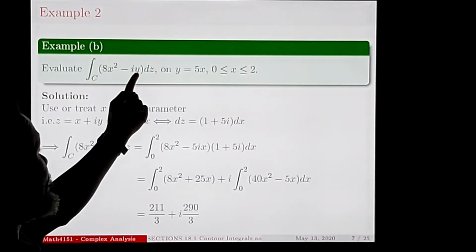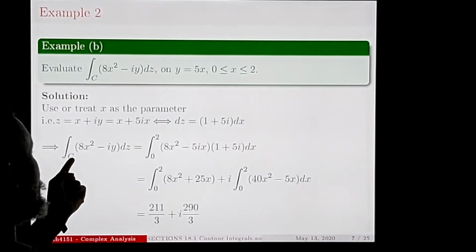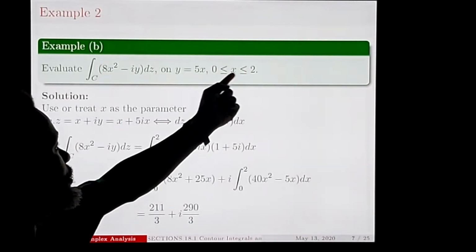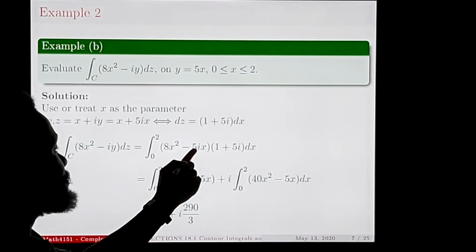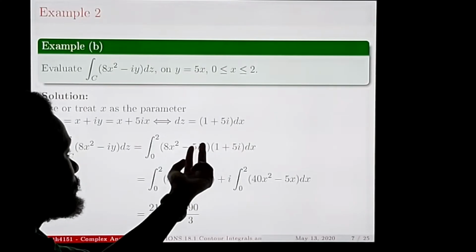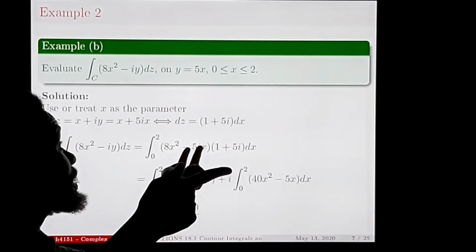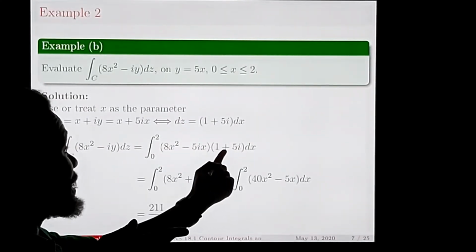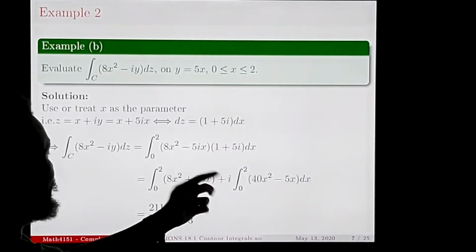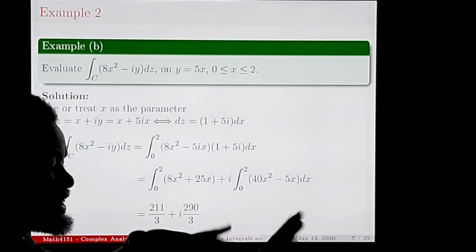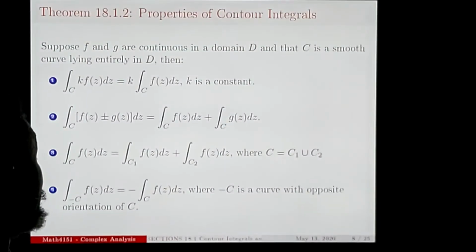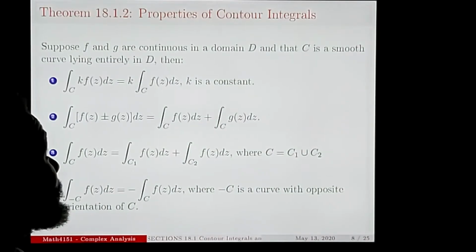This part will be replaced by 5x. So the integral of 8x squared minus iy dz is the same as the integral from 0 to 2 of 8x squared minus 5ix. We replace y with 5x. This is f of z times the derivative of z, which is 1 plus 5i dx. Then you integrate, the same thing you just did. You bring the reals and imaginary parts together. You can just integrate. This is the answer. Check. Okay? Finish.